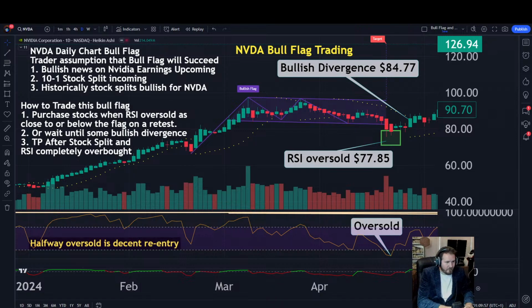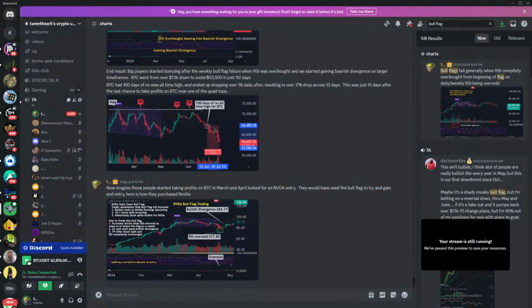Now, imagine those people started taking profits on Bitcoin in March and April, and looked for an Nvidia entry. They would have used the bull flag to try and gain an entry. Here is how they purchased Nvidia. And I'm going to put this chart in the chart channel for you guys. Boom. So this is what that's going to look like.